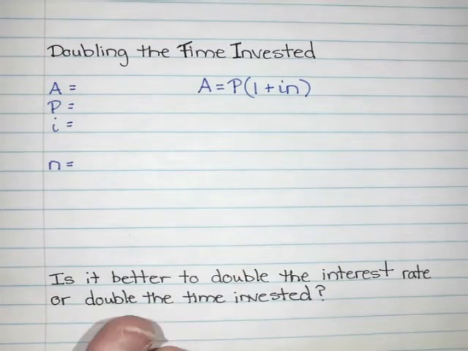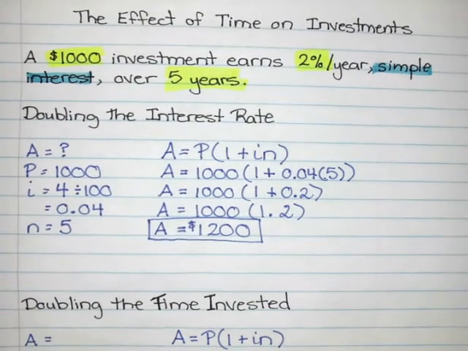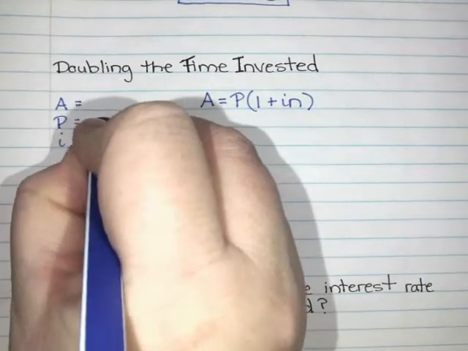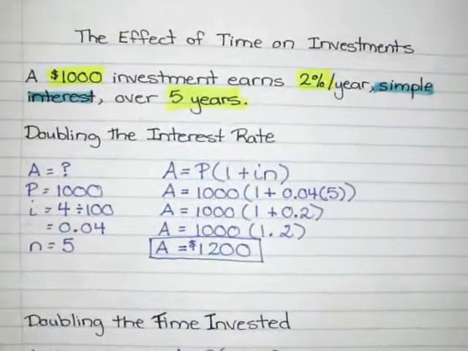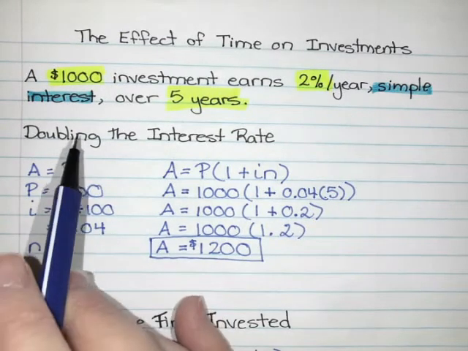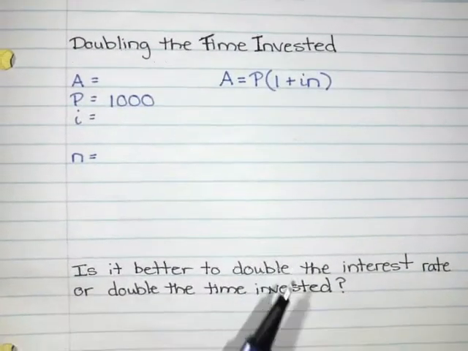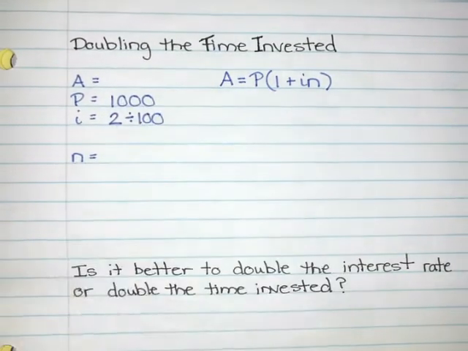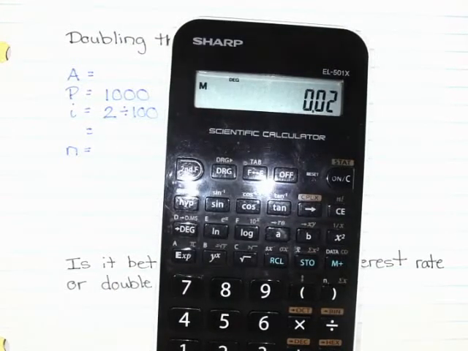So if I go back to the original question, it said that we were investing $1,000. That is our starting amount, our principal. That hasn't changed from the previous question. So the P is still 1,000. Now the interest rate is 2% per year. When we did the previous calculation, we used 4% because we were doubling the interest rate. This time we're going back to the 2%. So my interest rate is 2%. We always divide by 100 because percent means per 100, and 2 divided by 100 is 0.02.